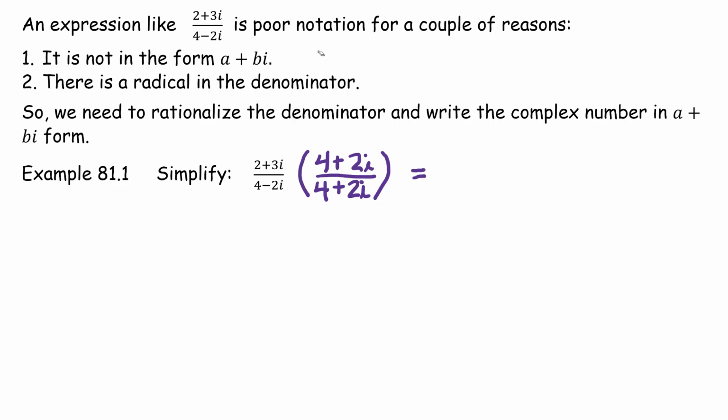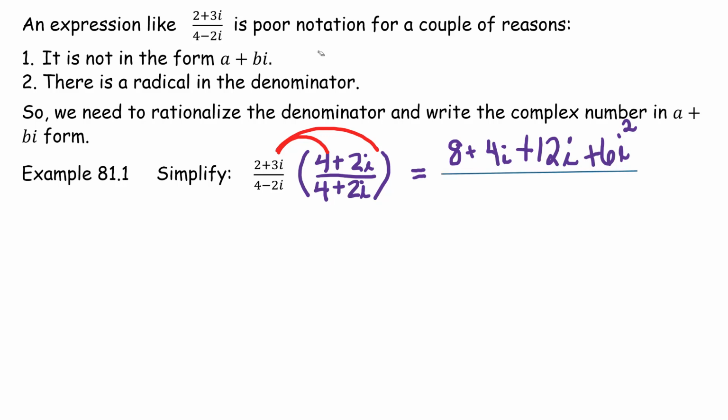So for the numerator, we're just going to FOIL it. 2 times 4 is 8. And then 2 times 2i is 4i, and then 3i times 4 is 12i, and 3i times 2i is 6i squared. So that's the numerator, and then the denominator. So here we are multiplying conjugates, and that's 4 minus 2i times 4 plus 2i, which means we are going to get a difference of squares. First thing squared minus the second thing squared.